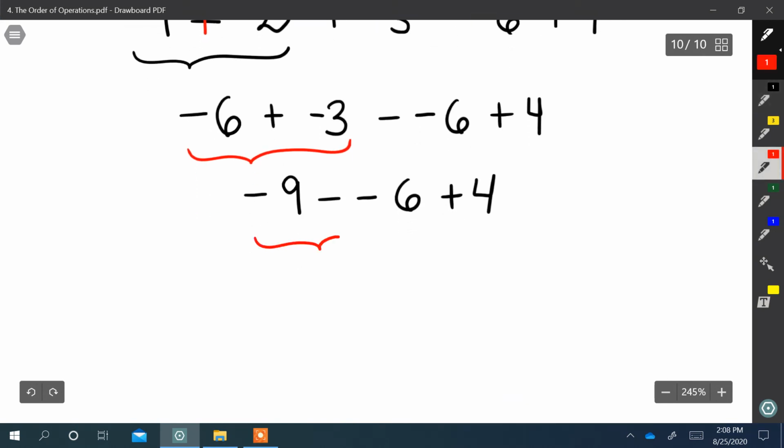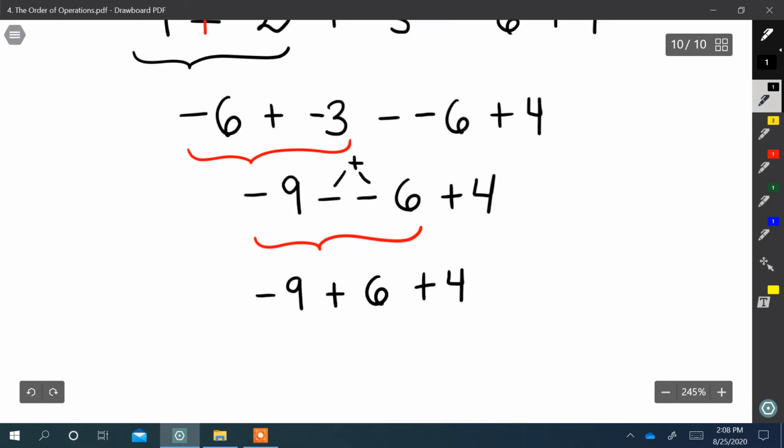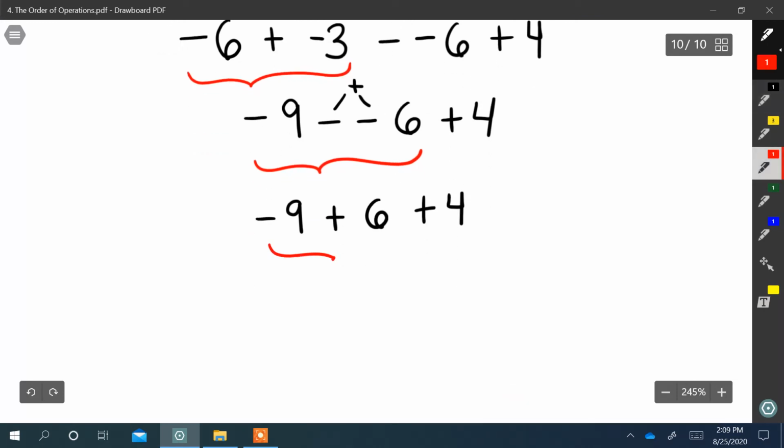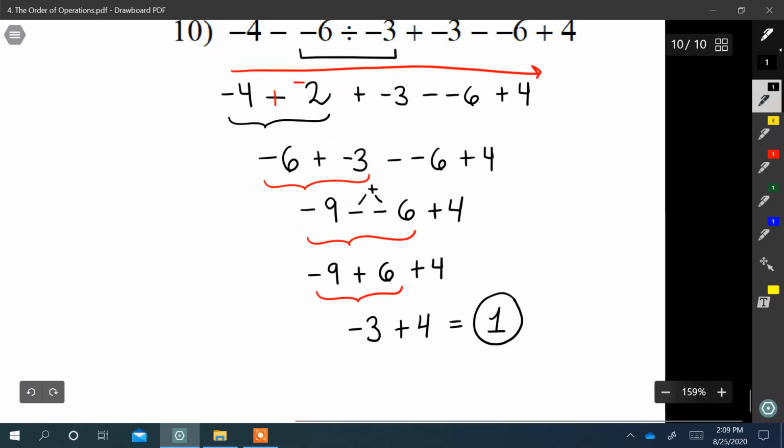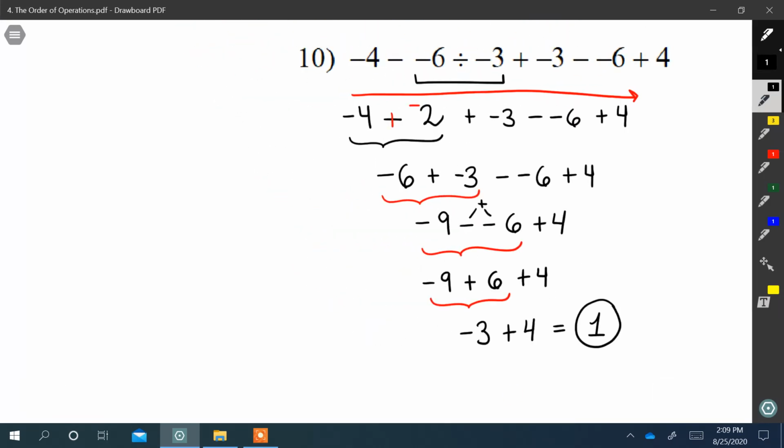Finally, we have negative 6 minus negative 6. So what I could do on this one here, we can turn this into a positive. So we have negative 9 plus 6 plus 4. Negative 9 plus 6 is going to be negative 3. And then finally, to finalize our answer here, negative 3 plus 4, that's going to give me 1. All of that work just to get a 1.